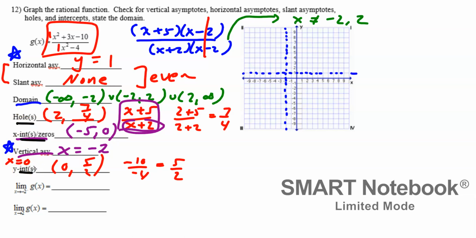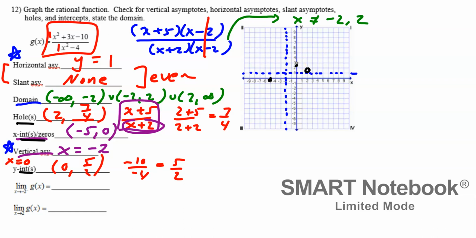The hole is at 2, 7/4. So 2, 1.75. So that would be right here-ish. It's not the best, but it'll do. It's hard to draw perfectly accurately on my computer screen. We have the point -5, 0, and we have the point 0, 2.5.